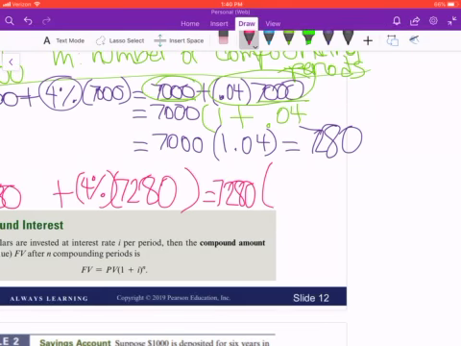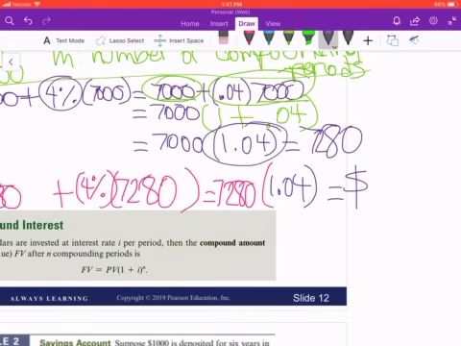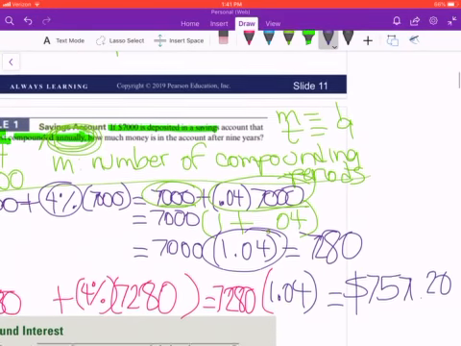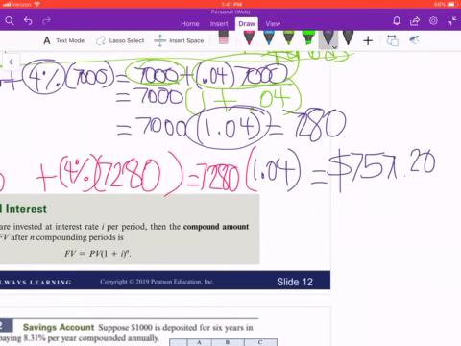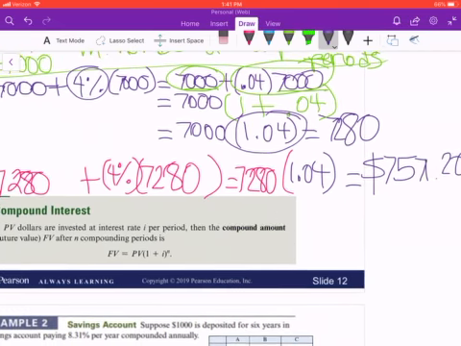And we will use the same idea that we used here, that every year it is earning that much, 1.04. So after the second year, the new present value will be 7,571 with 20 cents. Now, of course, we could keep doing that over and over and over again, and every year that we do it, the formula will change.